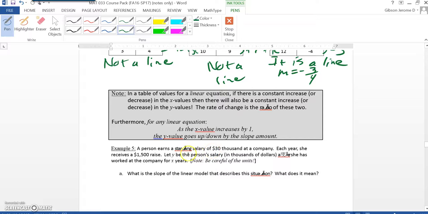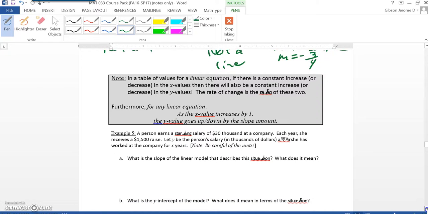So, a person earns a starting salary of $30,000 at a company. Each year she receives a $1,500 raise. Let y be the person's salary in thousands of dollars after she has worked at the company for x years. Be careful of the units.